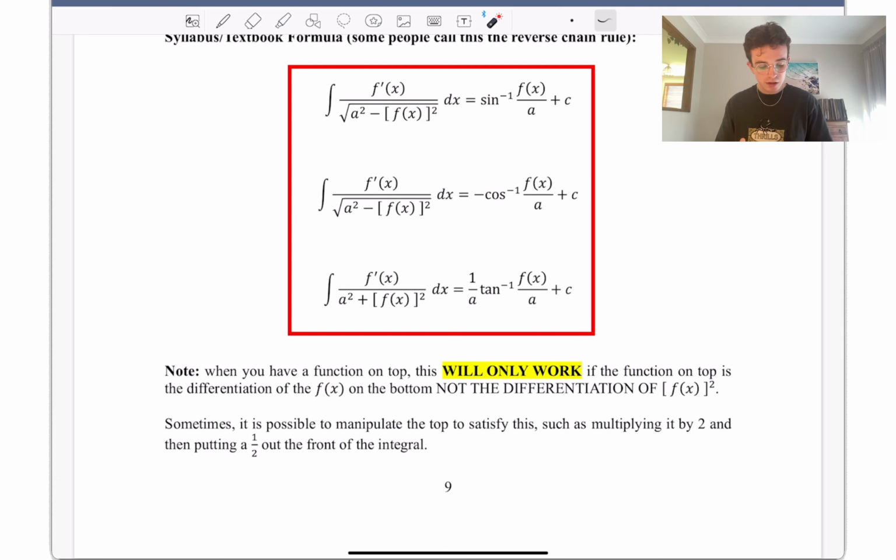Now sometimes it's possible to manipulate the top to satisfy this. So if the thing we want on the top is 2x but we've only got an x, we might want to multiply the integral by 2. But we can't just randomly multiply an integral by 2 without dividing it by 2 as well, or timesing it by a half. If you don't have any of those circumstances, so let's say the differentiation is not on the top and we can't manipulate it to be on the top, then it is not in this form and we can't use this rule to integrate it. There might be some other rule, or we mightn't be able to integrate it at all.